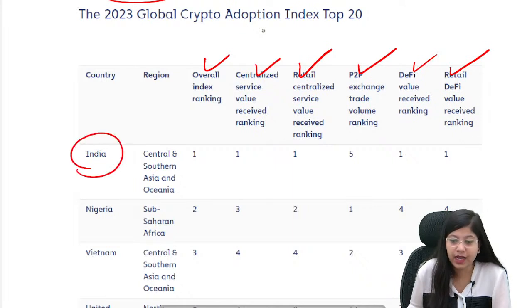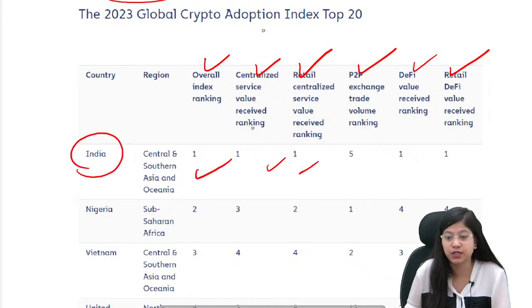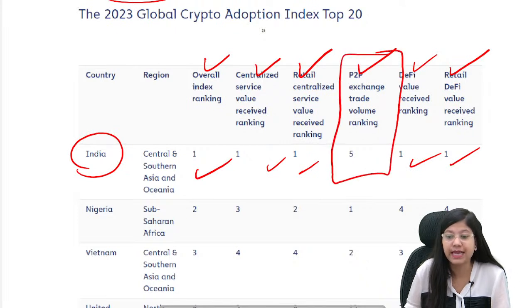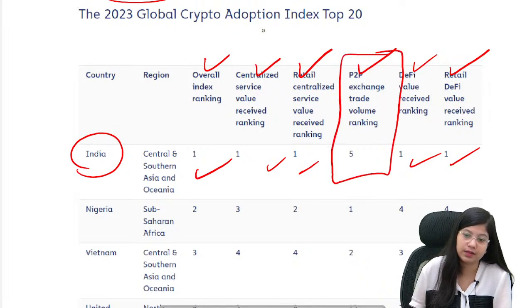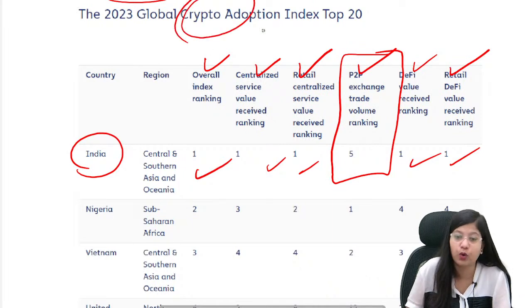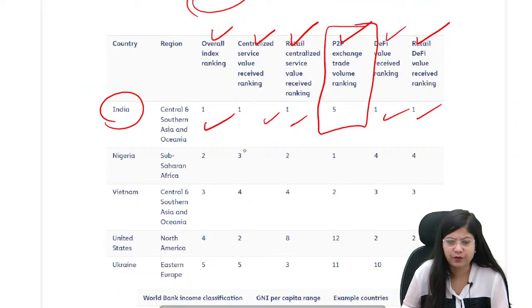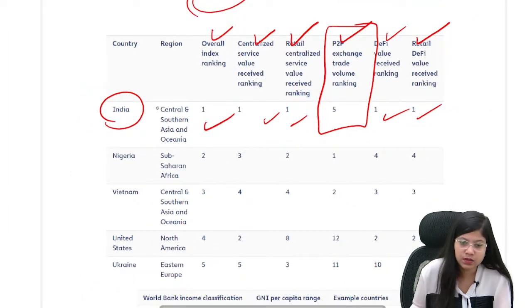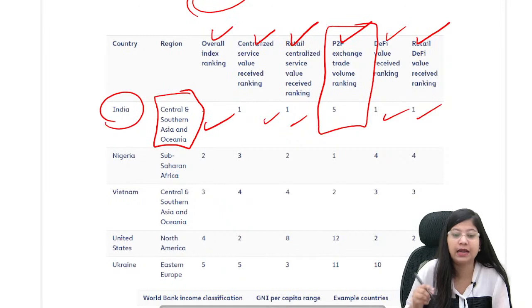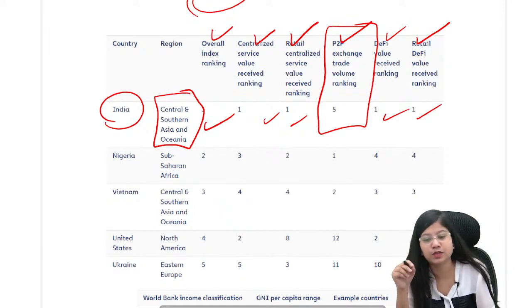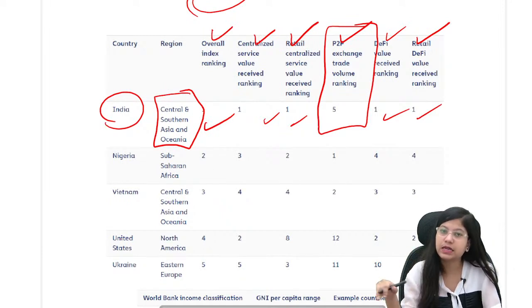So here India has performed at the first position in almost all of the rankings except for the P2P exchange trade volume ranking. And here we are talking about the crypto exchange. Crypto adoption is what is being discussed. Apart from this, in the Central and South Asia and Oceania region, India has performed really well and is at the first position.